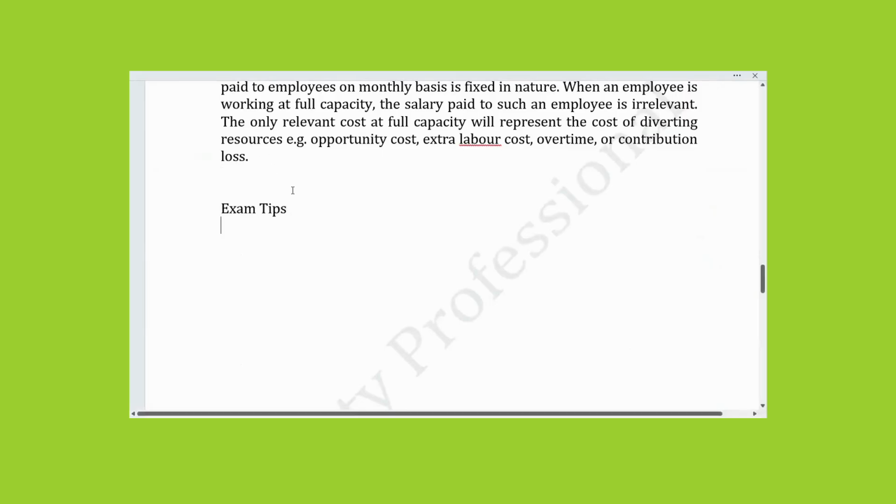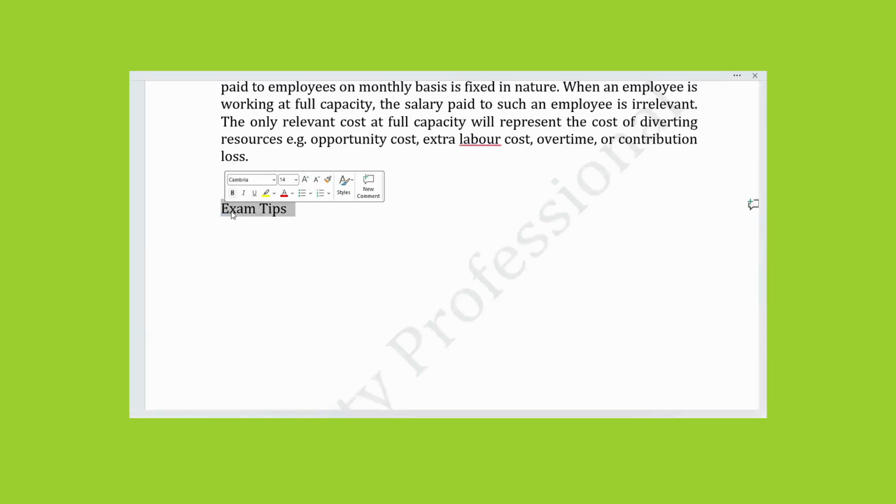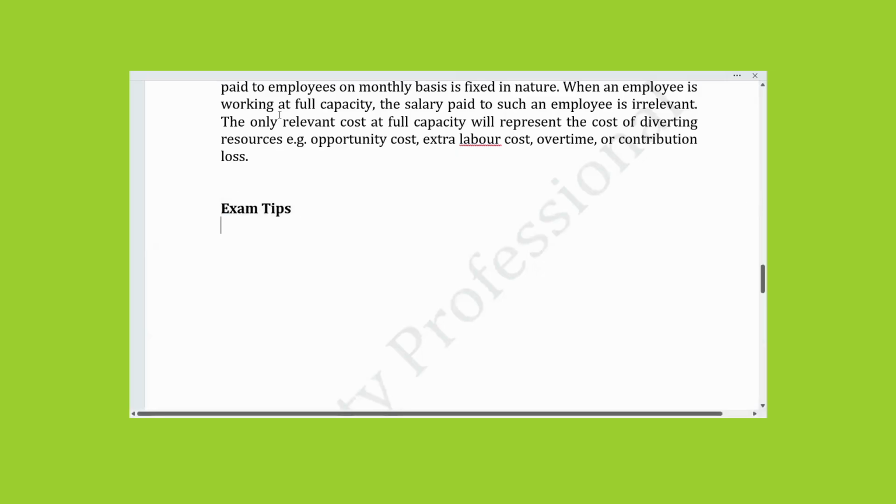So what are those things you need to consider anytime you want to solve a question under relevant costing? Let me put it this way. Number one, let me start with the figures.